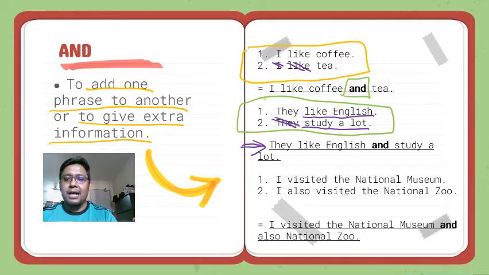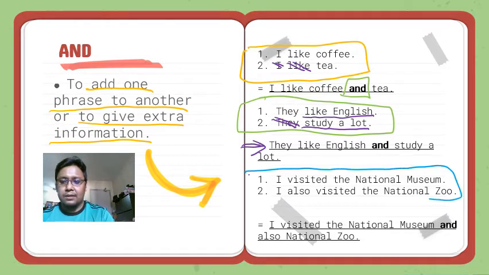For example, I like coffee and tea. Same goes for number two just now. They like English and study a lot. You can write they like English and they study a lot, but how about you make it shorter? They like English and study a lot. Now, let's take a look at the third one.